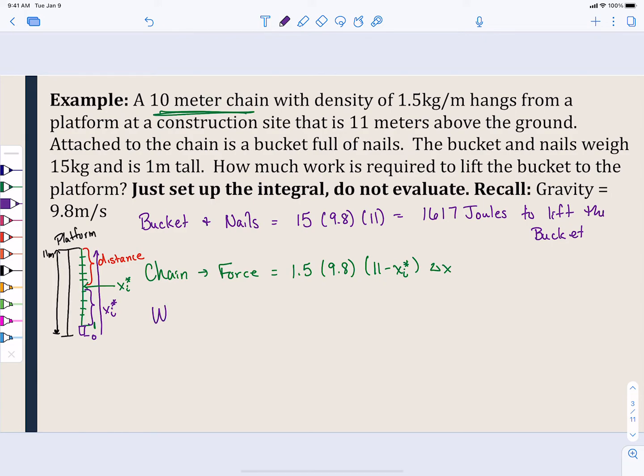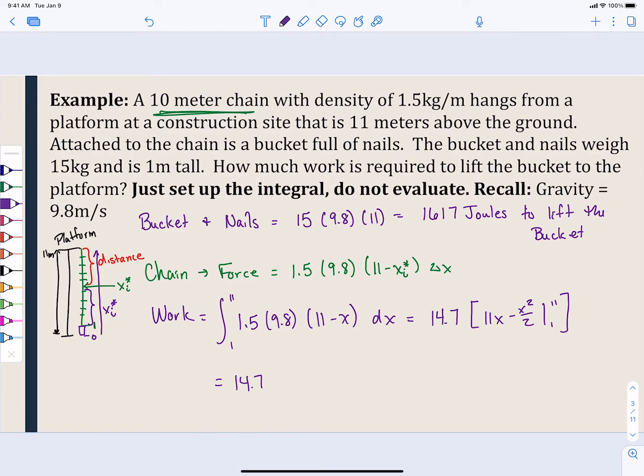So here our integral for our work is going to go from 1 to 11, where we were right there. And then we'll have 1.5, 9.8, and then our x sub i stars turn into x, delta x turns into dx. So here's our integral that we're going to figure out. We're going to get 14.7 from multiplying those two coefficients out in front. And then we'll get 11x minus x squared over 2 from 1 to 11. And then let's see, doing our integral, just get some of the numbers here. So we'll get 735 joules to lift the chain.